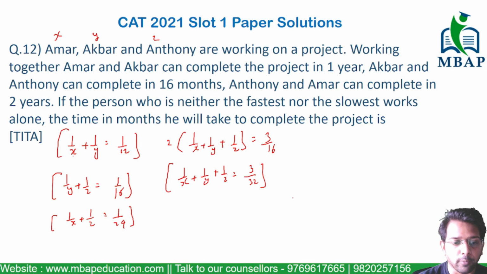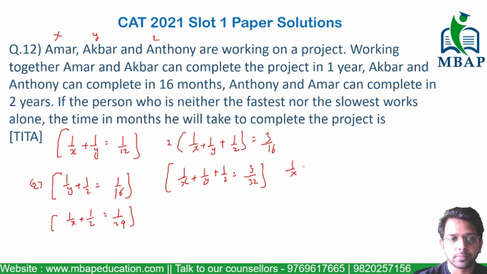Now what do I want? I want the work done by neither the fastest nor the slowest worker. Or possibly you can find the value of 1 by x or 1 by y or 1 by z by eliminating any one of them from the sum. You have the sum of each one of them. Possibly if you want the value of 1 by x, it would be 1 upon x plus 1 by y plus 1 by z minus 1 upon y plus 1 upon z, which is equation number 2.